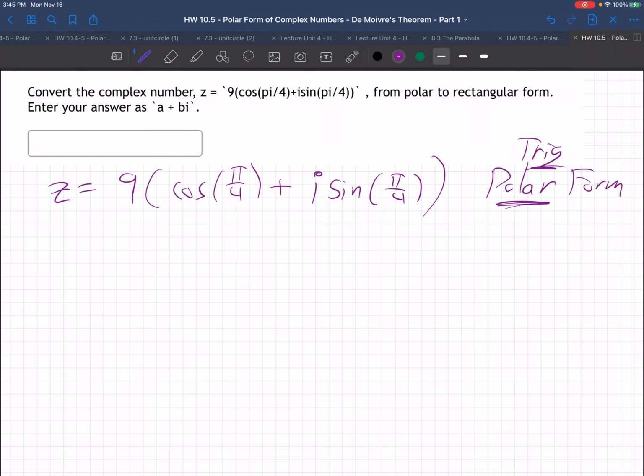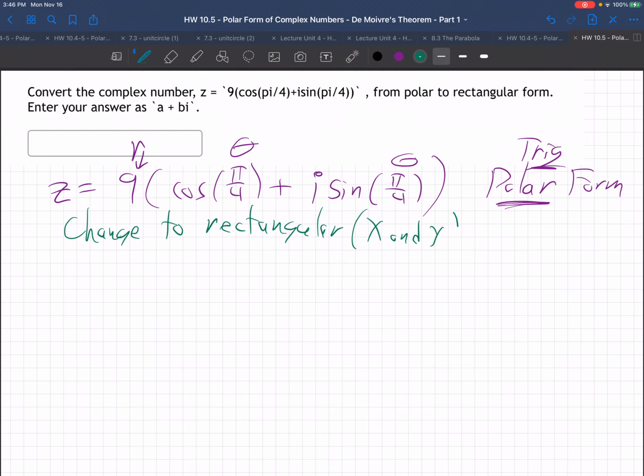Why is it polar form? Well, it has an r. This is the r, and this is the theta, the angle. So it's like a polar coordinate with r and theta. I want to change to rectangular. And what's rectangular? x and y. Just distribute, and then hit the buttons on your calculator.